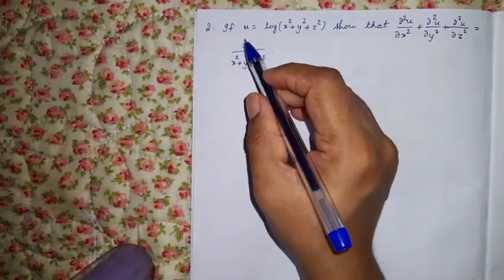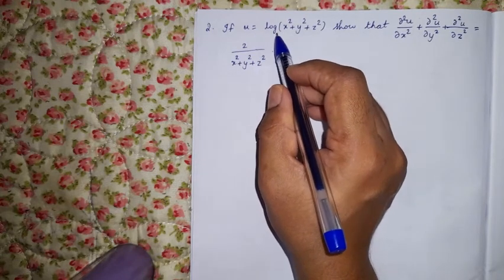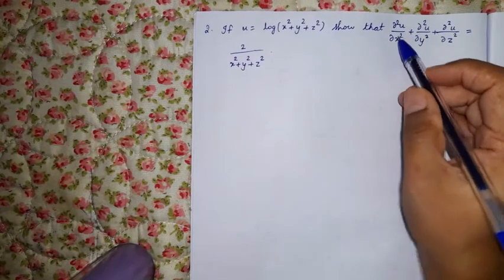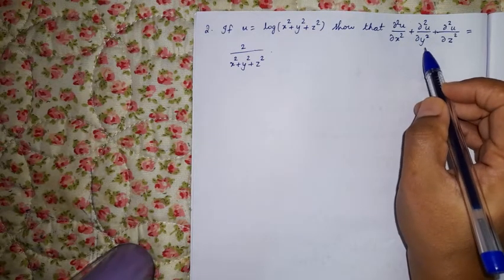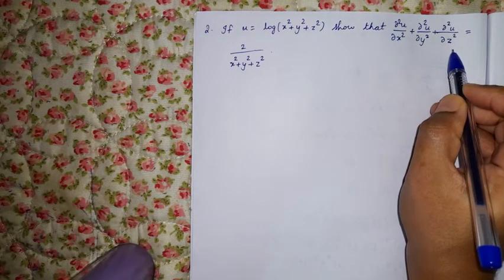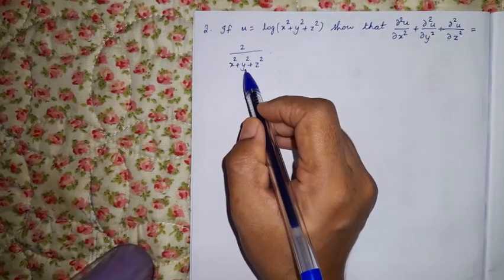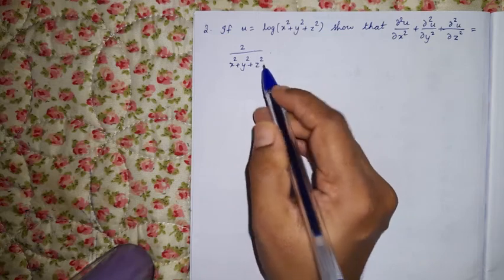Second problem. If u is equal to log of x square plus y square plus z square, show that dou square u by dou x square plus dou square u by dou y square plus dou square u by dou z square is equal to 2 divided by x square plus y square plus z square.